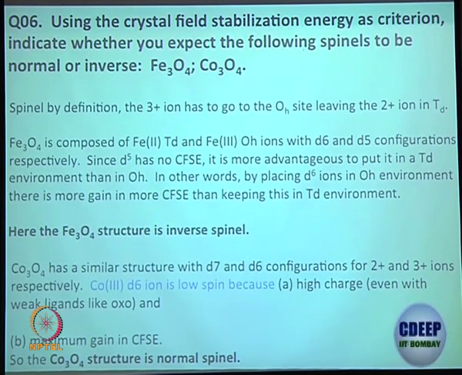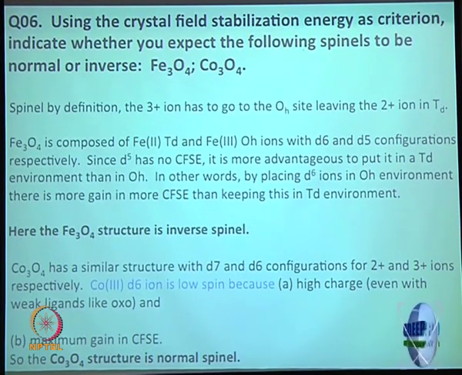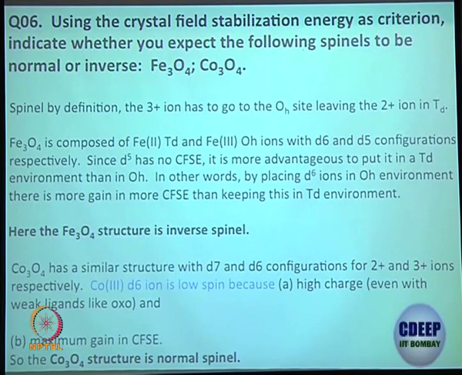Okay, how about Co3+? Co3+ is going to be d6. It is going to be minus 4 Dq if it is high spin, t2g4 eg2, if it is high spin d6. Now the problem is that is minus 4 Dq. Technically speaking, it should be inverse spinel.